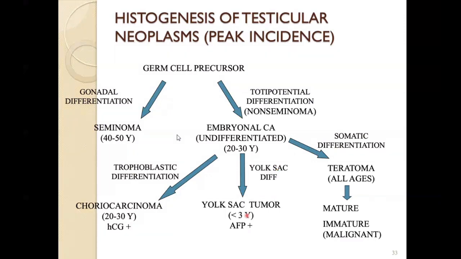So this will be having a tumor marker called alpha fetoprotein. So if we measure alpha fetoprotein in the serum, or on the tumor itself using antibodies, and it is positive, it is a confirmation this is a yolk sac tumor.